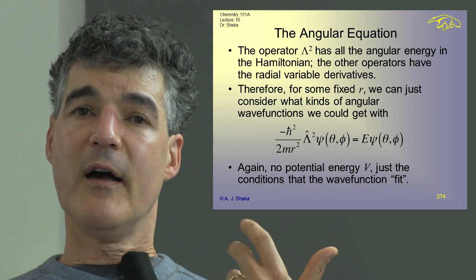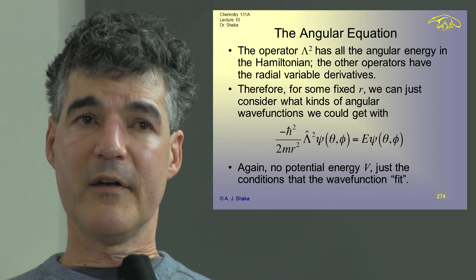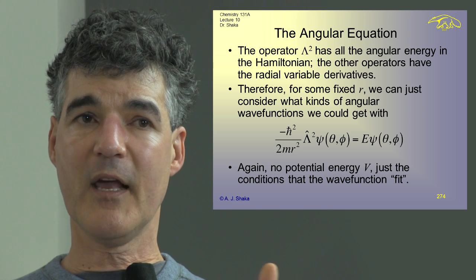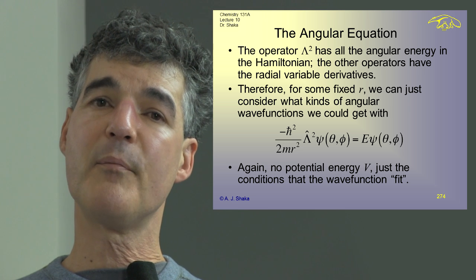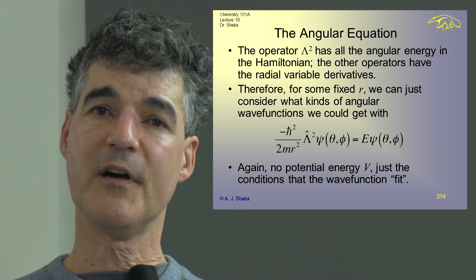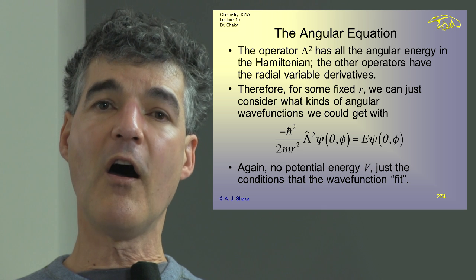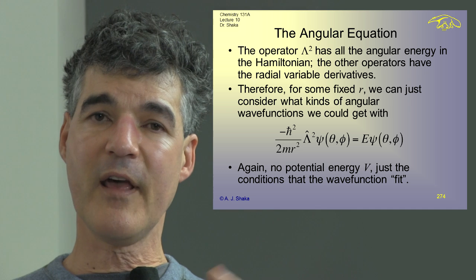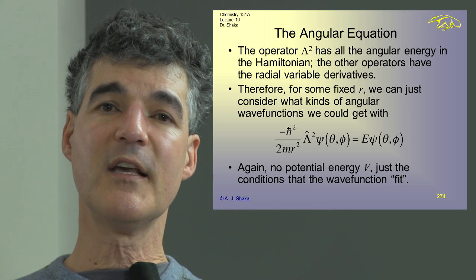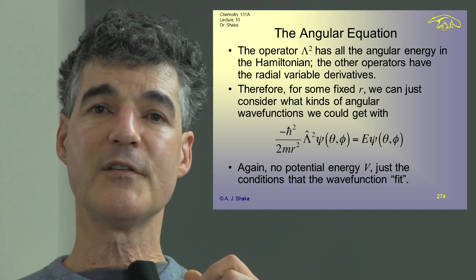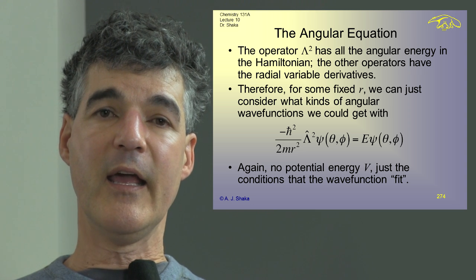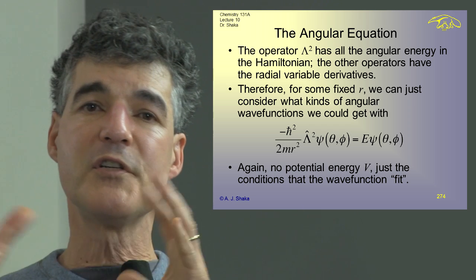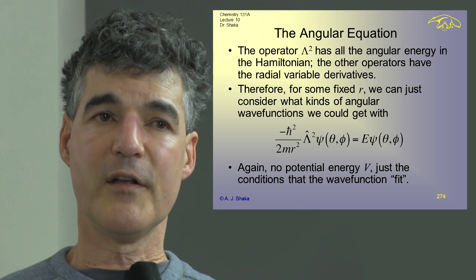The operator lambda squared, the Legendrian, has all the angular energy in the Hamiltonian, because the other operators had derivatives with respect to r. If we freeze r, we don't allow any change in r. There's no energy that way. That means that this thing, lambda squared, is what we want to focus on, and it's just the energy to do with all the possible angular motions of things on a sphere.